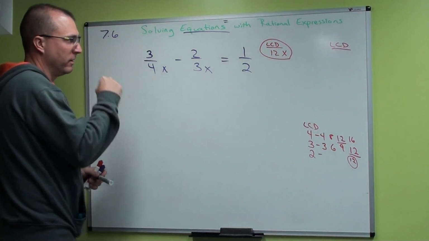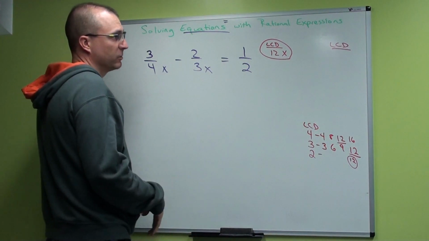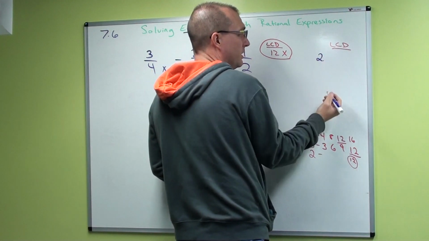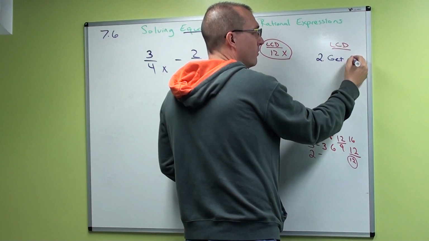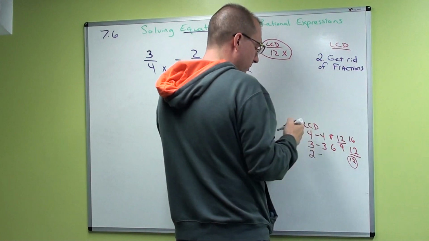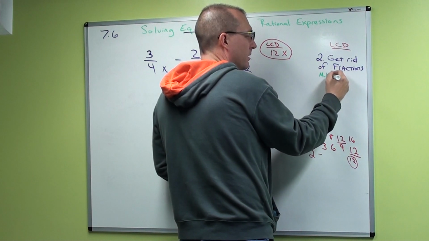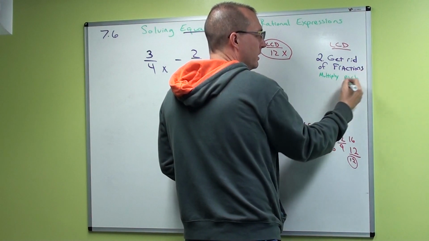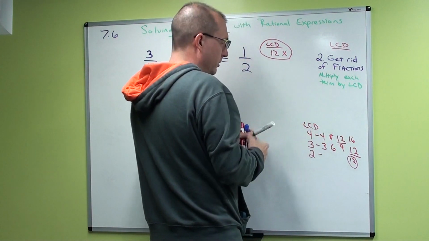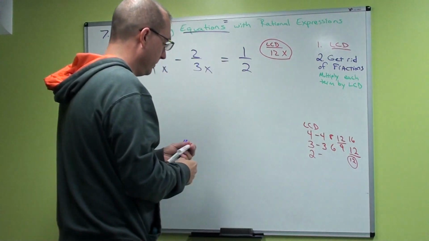Now you can make new fractions, but in this lesson we're going to get the least common denominator, and then we're going to make our lives a lot easier. Step 2 is get rid of the fractions. And how do we do it? We multiply each term by the LCD. Multiply each term by the LCD. That's step 2. That's step 1. So let's try that.